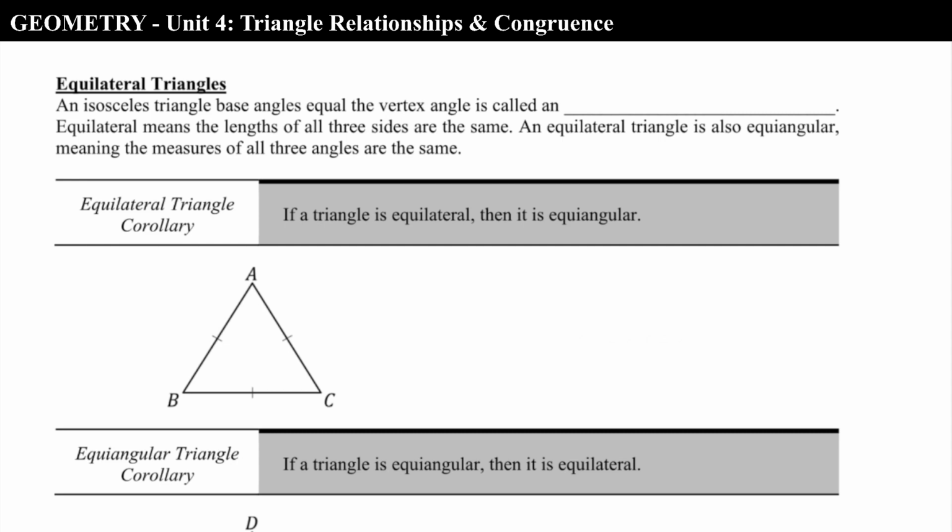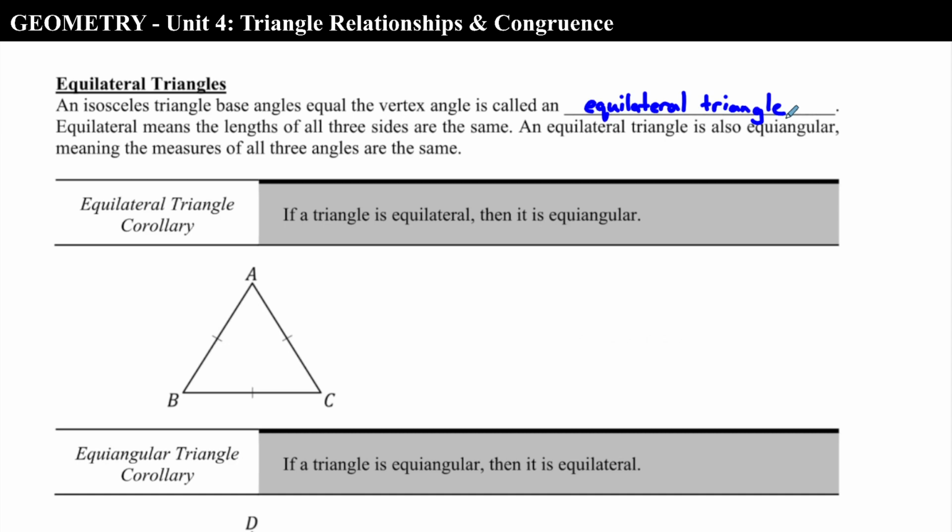Now let's talk about a special type of isosceles triangle. An isosceles triangle whose base angles equal the vertex angle is called an equilateral triangle. Now you may recall us talking about equilateral triangles. For an isosceles triangle, you just have to have two sides the same. An equilateral triangle has two sides the same, but it also has that third side happening to be the same. So therefore, all equilateral triangles are also isosceles. However, you cannot say that an isosceles triangle is equilateral. Okay?